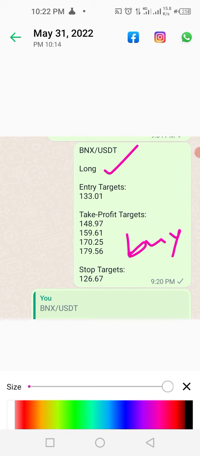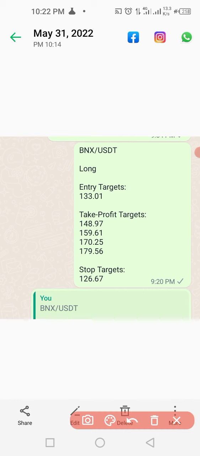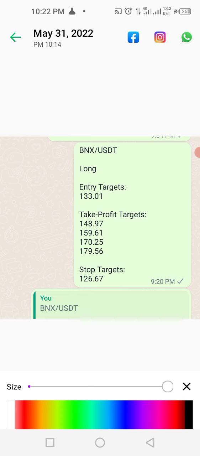So the entry price is 133. Which means you are entering the market, you are entering the trade at this particular price. And these are the take profits you have. Then your stop loss is this. Now, let me quickly explain what the take profit is all about and what stop loss is all about.